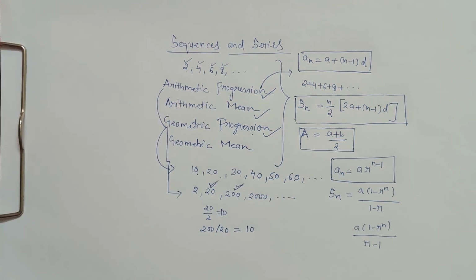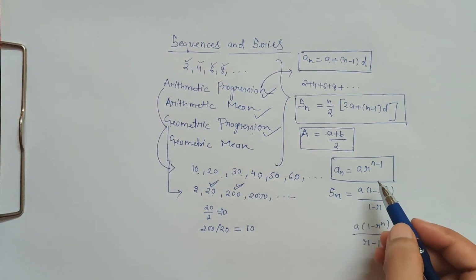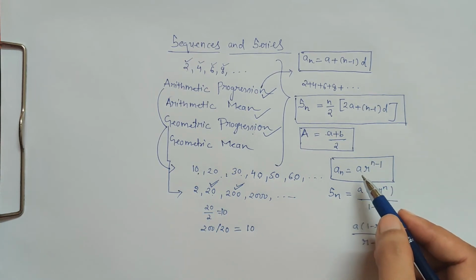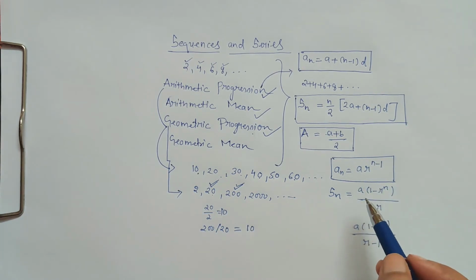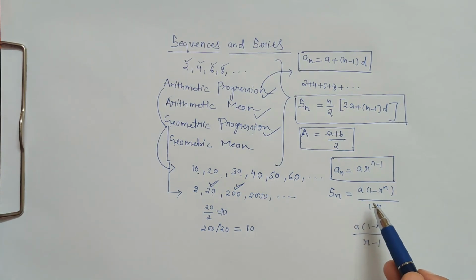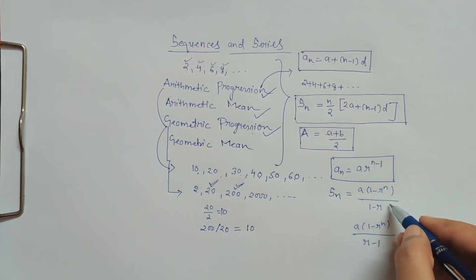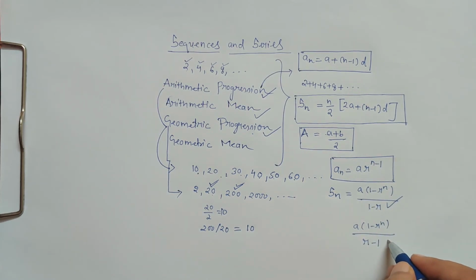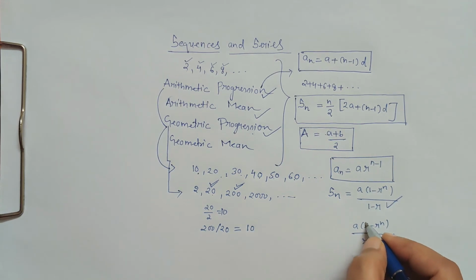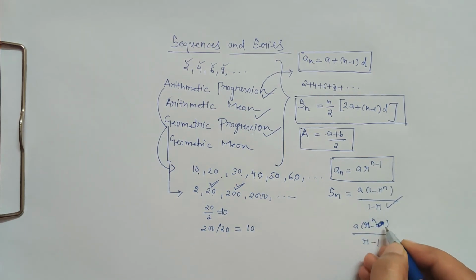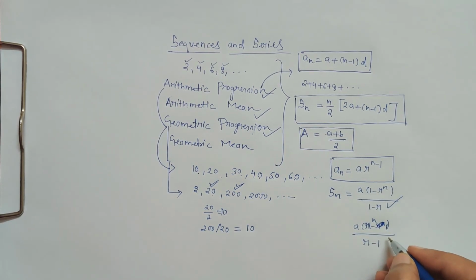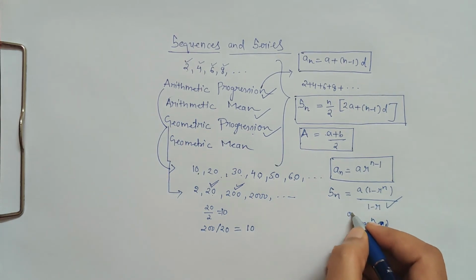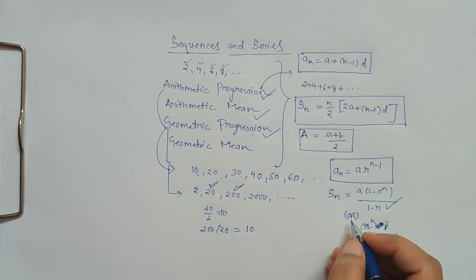So here we have seen that to find the nth term of a geometric progression, we use this formula, and for finding the sum up to n terms of a geometric series, we use this formula when r is less than 1, and this formula when r is greater than 1, which is written as a times r to the power n minus 1 upon r minus 1. Either of the two formulas we use.